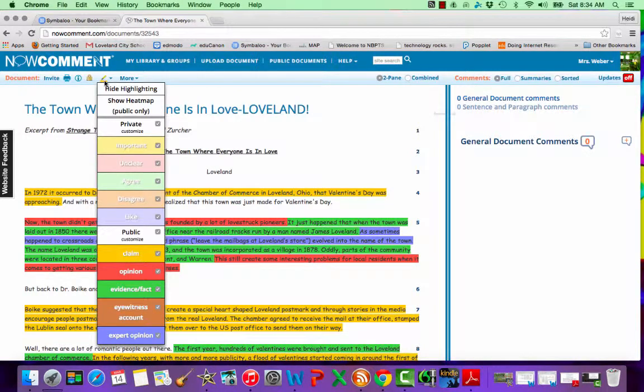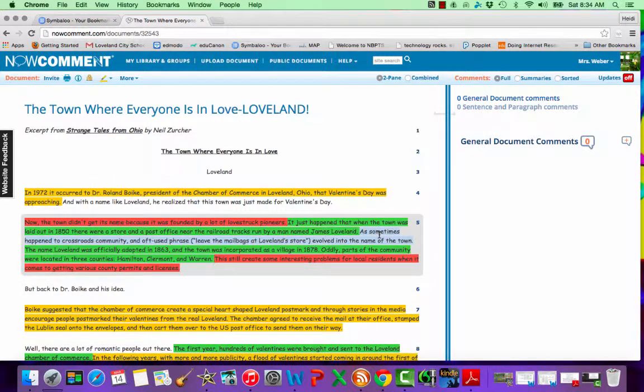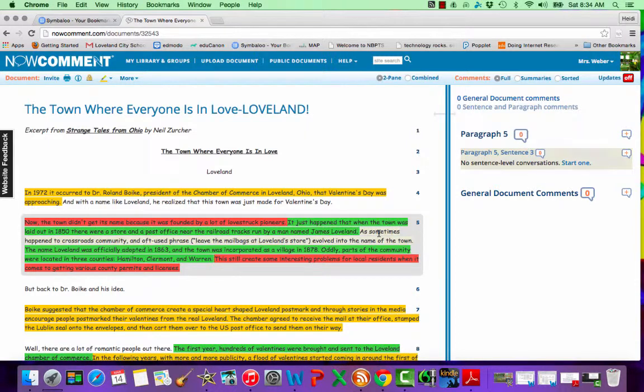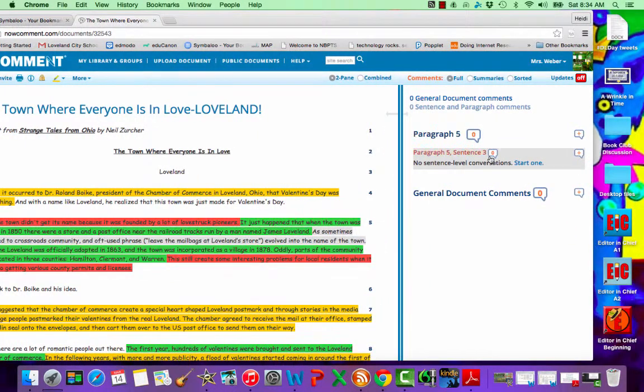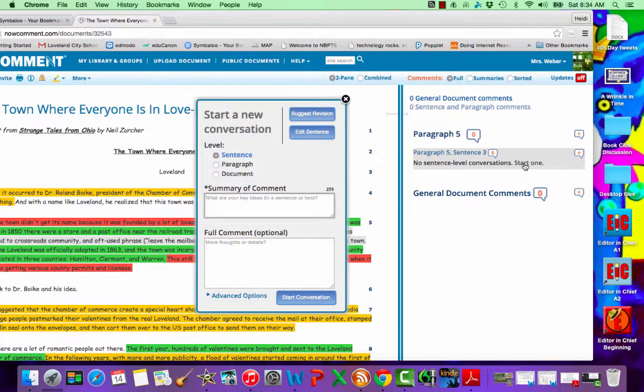So now that I've highlighted our document, identifying what I feel are claims, opinions, evidence, or facts, and possibly expert opinions, it's now time for you to decide. If I click on the document, I can start a conversation. And I'm going to call this expert opinion. Do you agree or disagree that this is an example of an expert opinion?